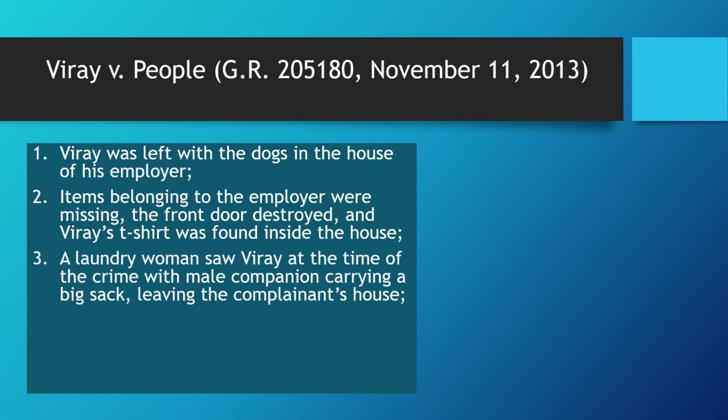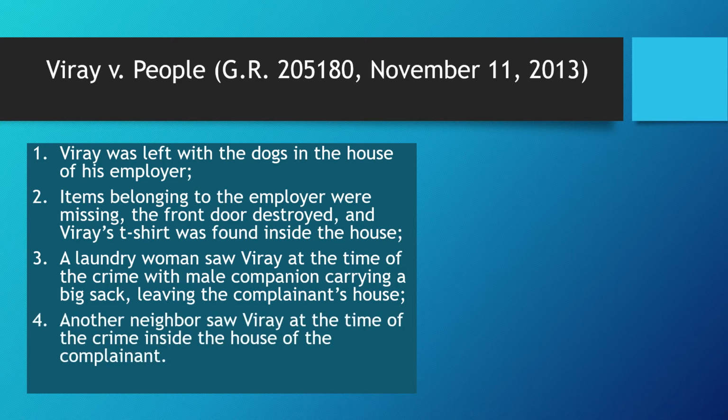3. A laundry woman saw Virai at the time of the crime, with a male companion carrying a big sack, leaving the complainant's house. And 4. Another neighbor saw Virai at the time of the crime, inside the house of the complainant. These are the particular premises in this case.